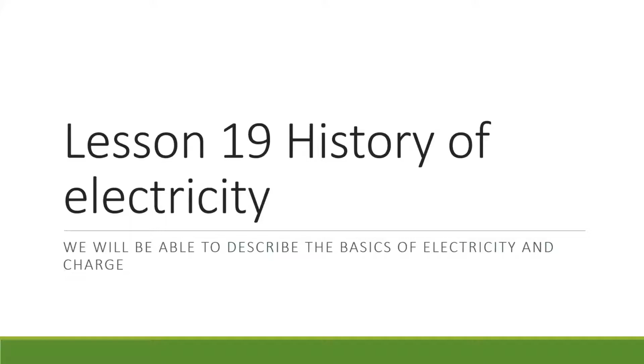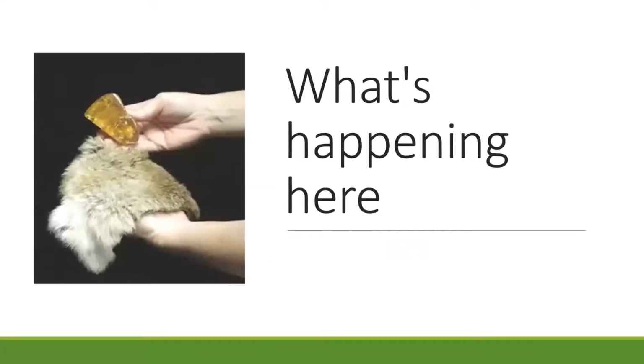Our earliest idea of electricity comes from this. Can you guys give me a guess? What do you think is happening here? What are these two objects that are being held, and what do you think they're doing? Who wants to take a guess? It's amber and fur. Good guess. Well, you're correct. They are. It is amber and fur.